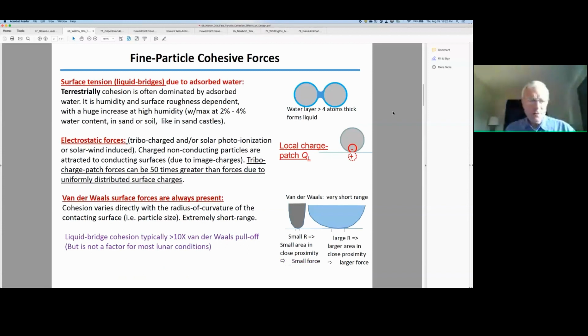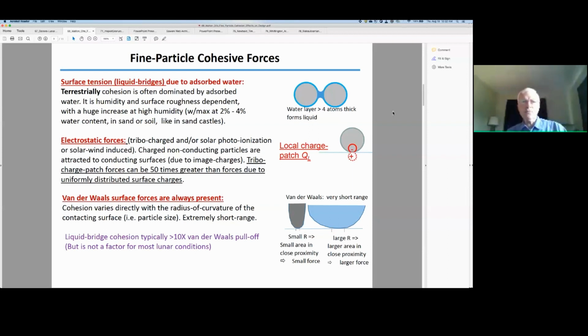On Earth, when we talk about interparticle cohesion, most of the time we're talking about surface tension from liquid bridges, from adsorbed water. And on the moon, that's not an effect that we are concerned about. So the first bullet item on the slide, I'm assuming your slide is up, is not something that we care about.